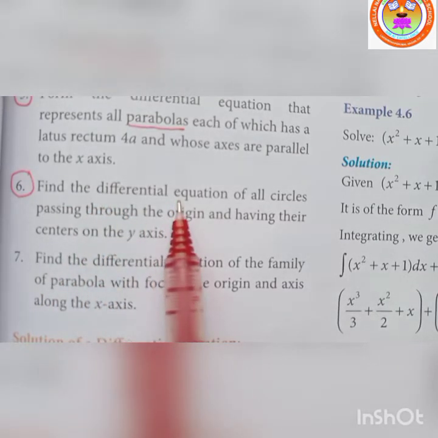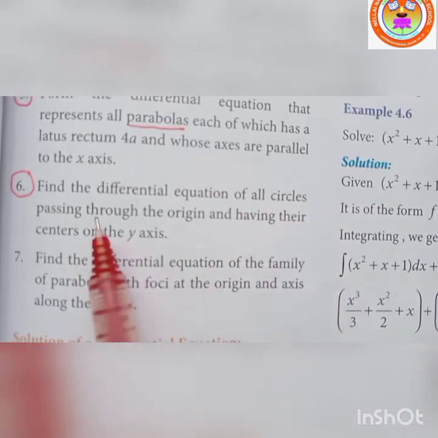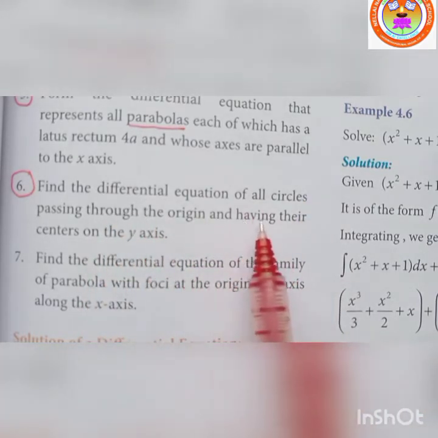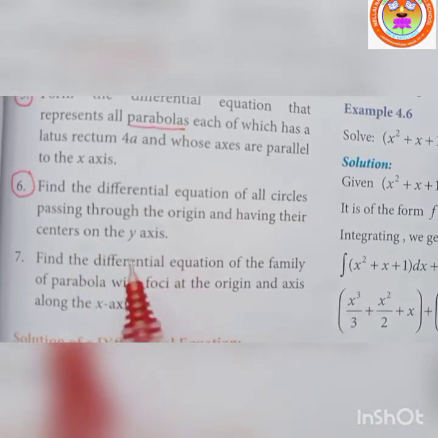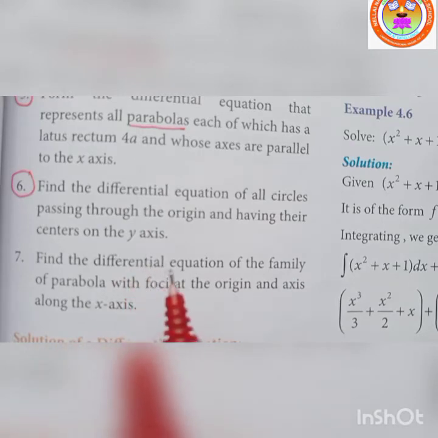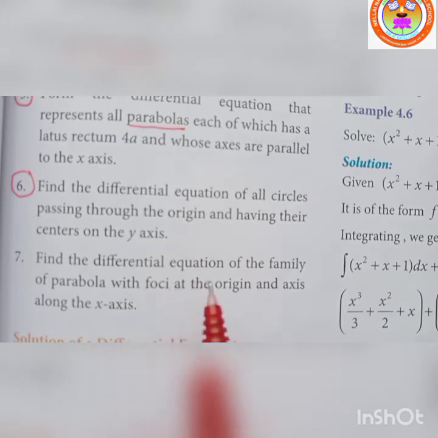I'll go to question number six. Find the differential equation of all circles passing through the origin and having their center on the y-axis. So the equation of all circles passing through the origin with center on the y-axis, the formula is x square plus y minus k the whole square equal to r square, where r is the radius. So the formula is x square plus y minus k the whole square equal to r square.